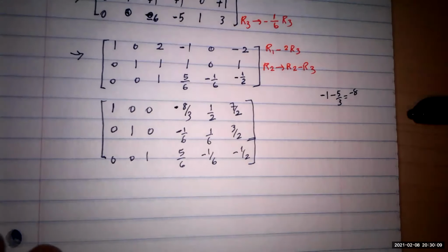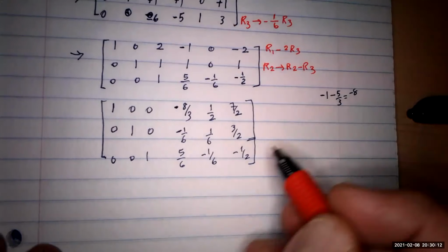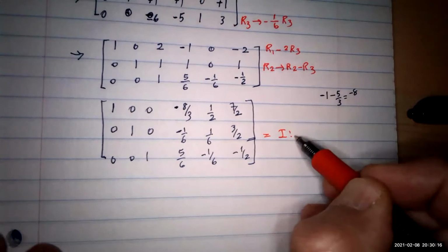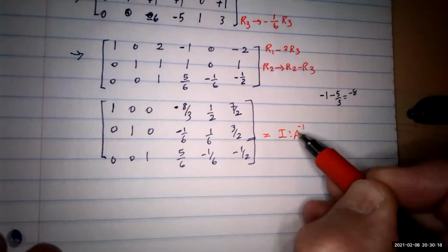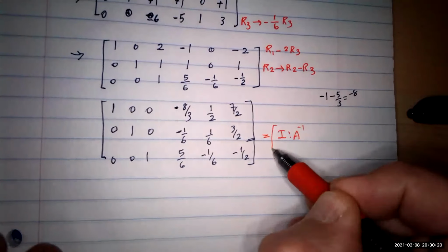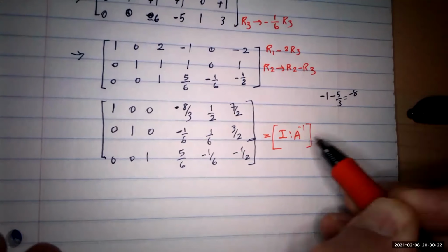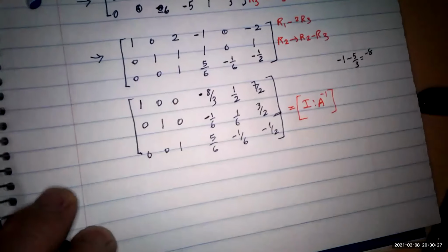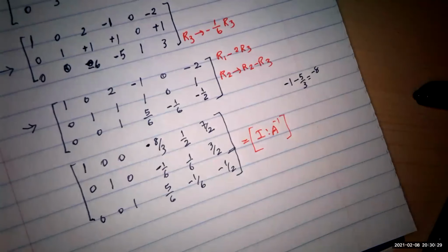Okay, so basically I got the identity, so this must be A inverse. This is going to be the A inverse, and then we are almost done. Okay, so let's check.